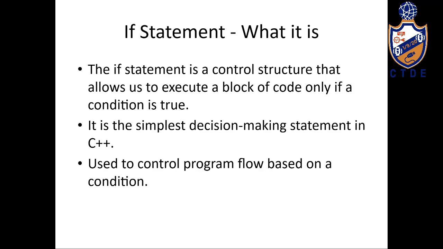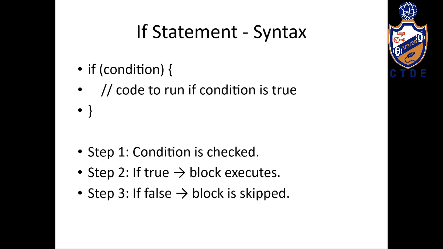If it's true, then we'll execute that block of code. So it is the simplest decision making statement in C++. What do we mean by decision making? The program will only run the block of code if the condition is true. It will decide based on whether the condition is true or false. If the condition is true, then it will run that code. Otherwise, it won't run it. So we use it to control program flow based on the condition. That's an if statement, which is what we talked about in the previous class. I just wanted to go over it before we go to the next version of the if statement.